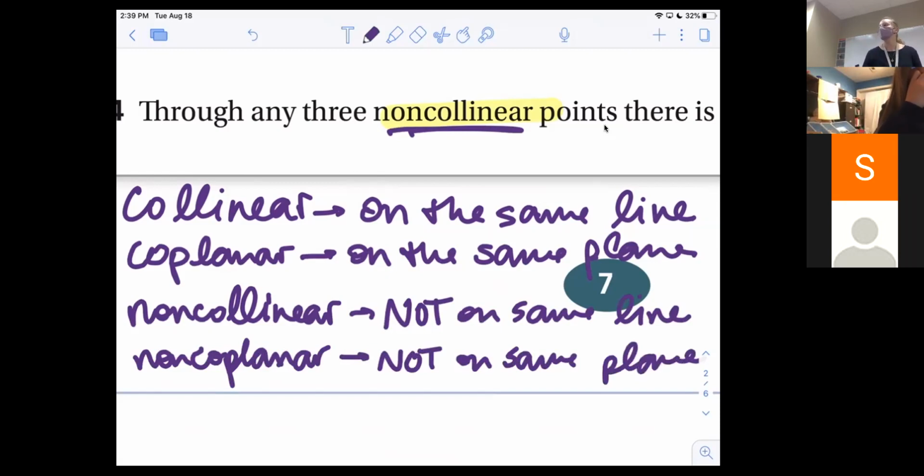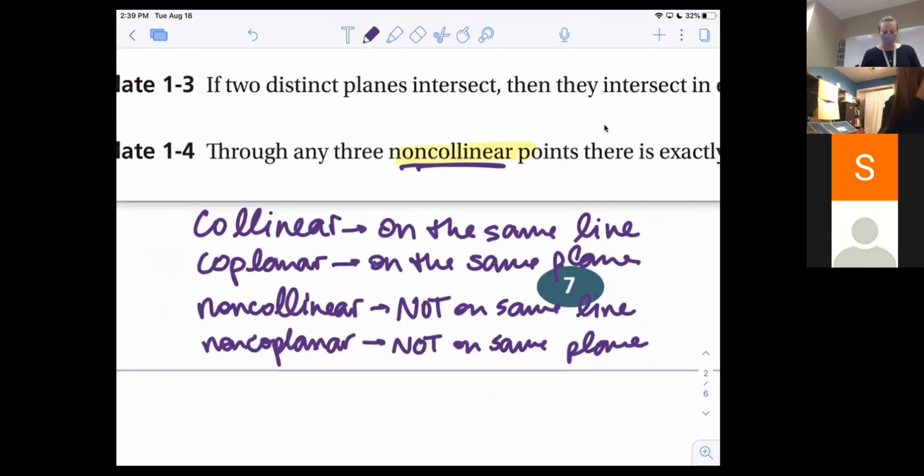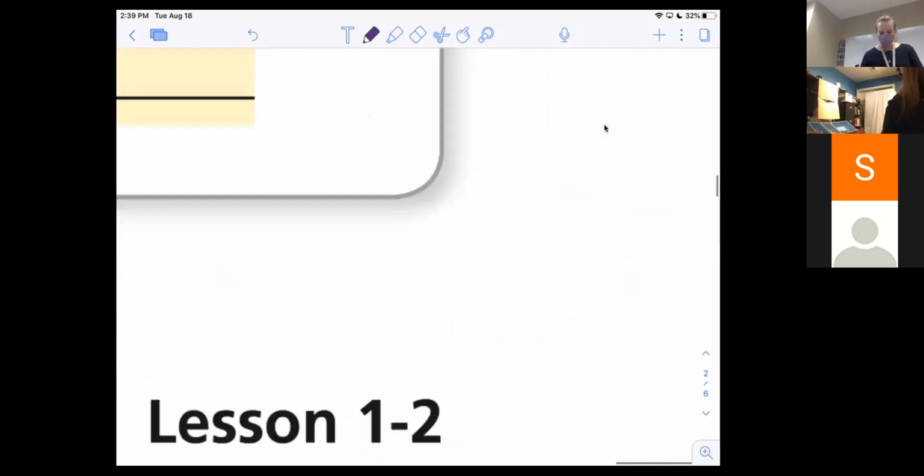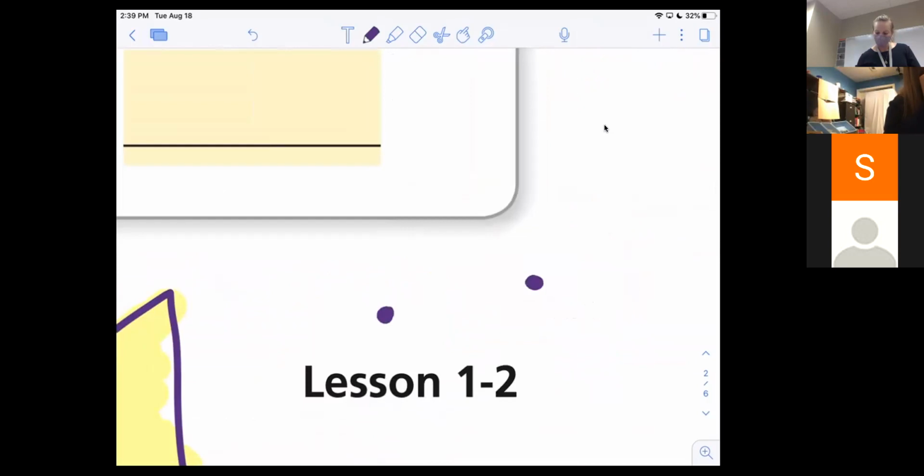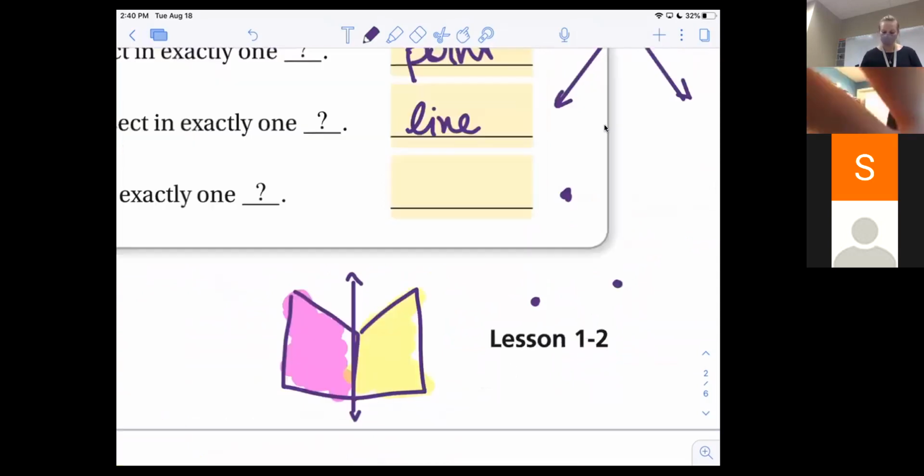Everybody with me? Good. All right, so through any 3 non-collinear points, that means there are 3 points that are not in the same line. So 3 collinear points would be like 1, 2, 3. I could draw a line between those 3. Non-collinear points are as if I just made that last one go up here. Yes, I could connect all 3, but is that a straight line? Nope, that's a curve. We can't do that. So those 3 points define a plane. Only one unique plane defined by these.